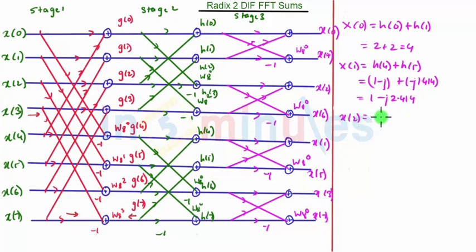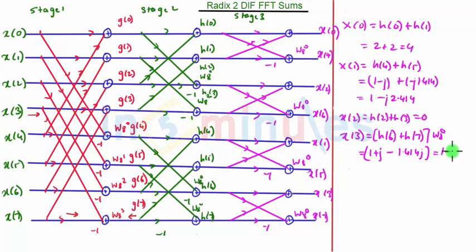X of 2 is equal to h of 2 plus h of 3, that is 0. X of 3 is equal to h of 6 plus h of 7 multiplied by w raised to 0, that will give us 1 plus j minus 1.414 j, that is 1 minus j 0.414.